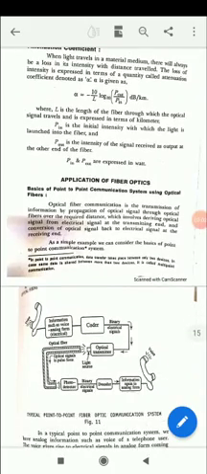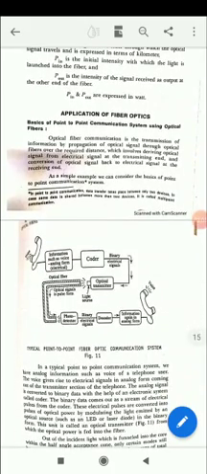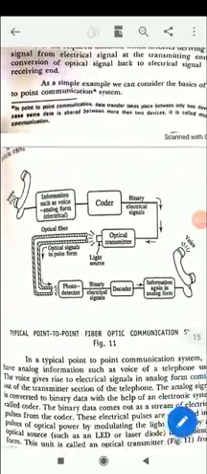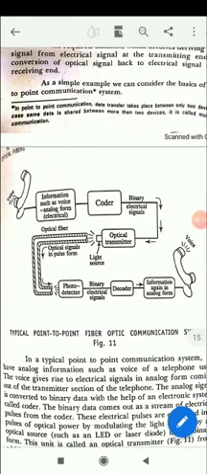So in the application part, you have to learn about point to point communication. Just go through the diagram. First the information will be in analog form, then it is given to the coder. Then the binary electrical signal is given to the optical transmitter unit. Then it is transmitted to the optical fiber. Then at the end, the photodetector is connected.